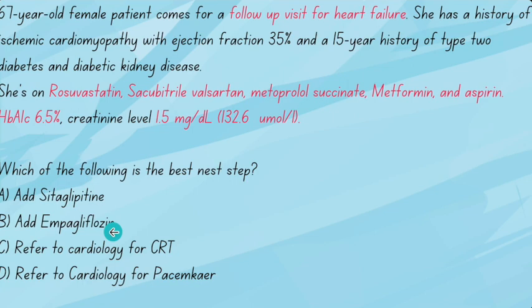So looking at this question, refer to cardiology for CRT. Usually when they want you to refer someone for CRT, they will give you an ECG. You need a wide QRS complex on the ECG because CRT makes both ventricles contract simultaneously. We're going to talk about it. CRT is just like a marriage counselor, and your right and left ventricles are the couple, but they are fighting. They are not contracting together. They are not in synchrony. So cardiac resynchronization therapy makes the right and left heart beat together.